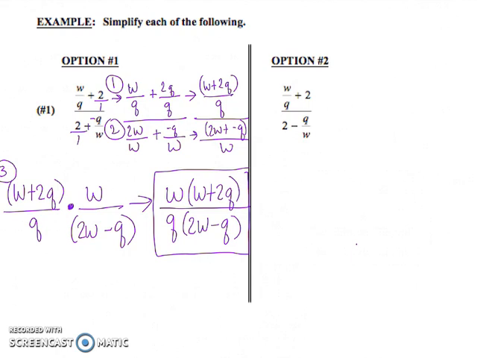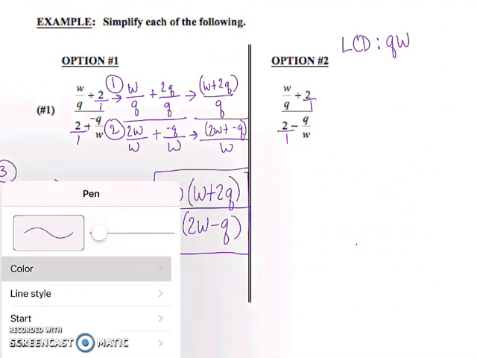Okay, option 2, we need to figure out what is our least common denominator. So we have to look at all 4 denominators in this expression. Again, I'm going to put those 1s back under there so we can look at all of our denominators. It looks like we've got a q and a 1 and a 1 and a w. So our LCD here would be q times w. This is where it gets a little bit messy, which is why I've got the super fine pen going on here.